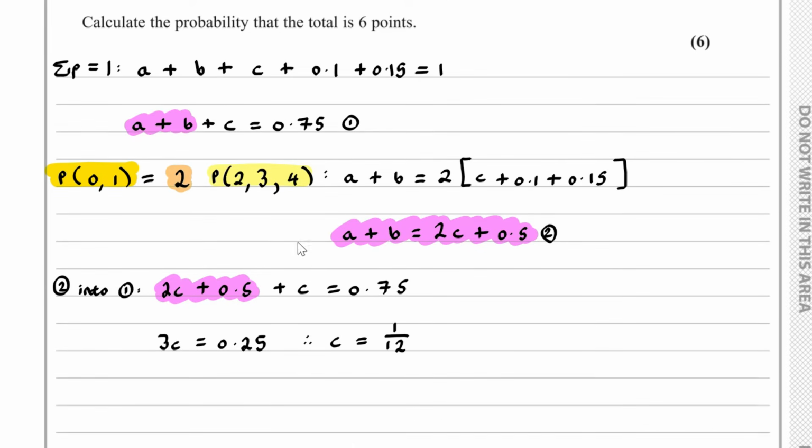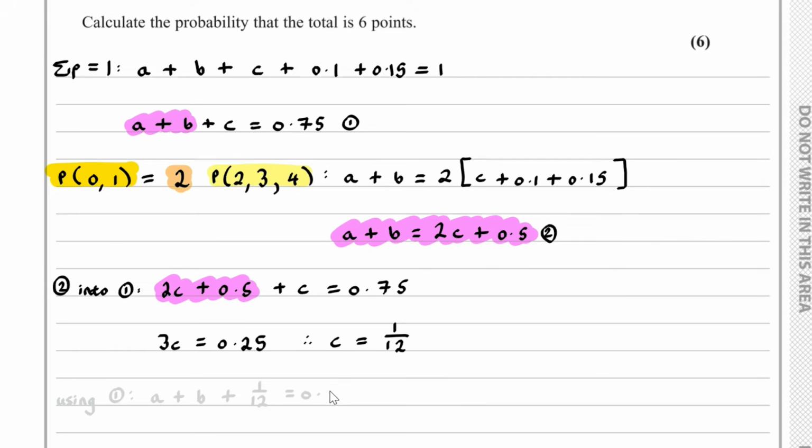And if you want, from this you can find out what a and b are, if you were to solve those simultaneously. And if I do that, we'll do this in a different colour for now. If I substitute this value of c into equation 1, we have a plus b plus c, which is 1 over 12.